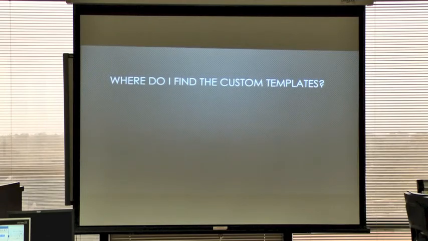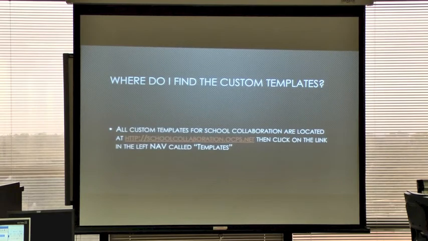Where do I find the custom templates? Well, if you just go to schoolcollaboration.ocps.net, it'll be right there. Click on the link on the left nav called templates. So just like your website, if you look at your URL on your current site right now, even though we gave you that friendly URL, it will automatically change to schoolcollaboration.ocps.net/school/your three-letter code. So this is the top level site collection for all school collaboration.